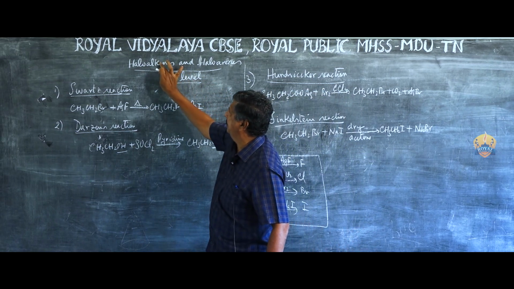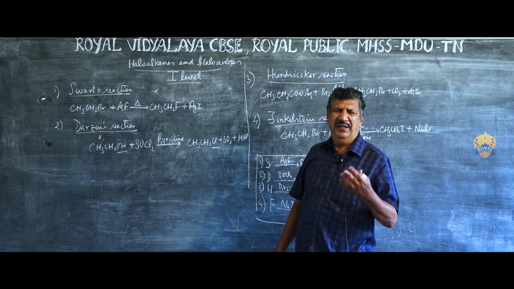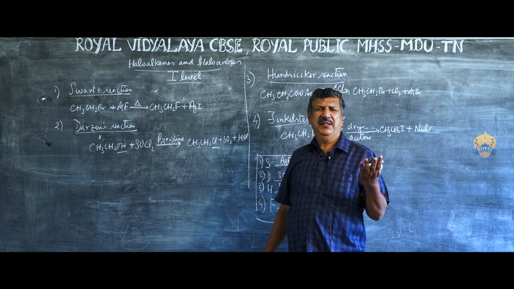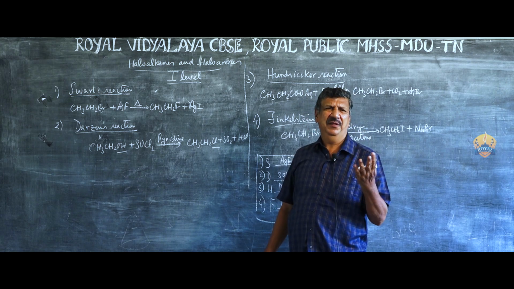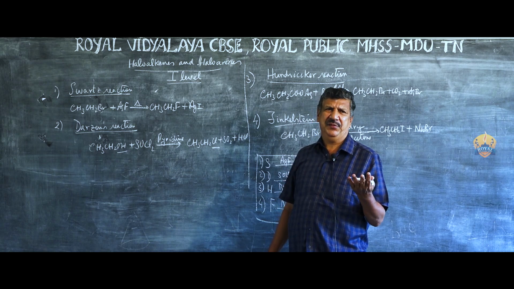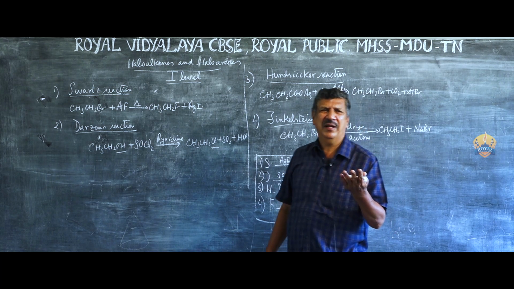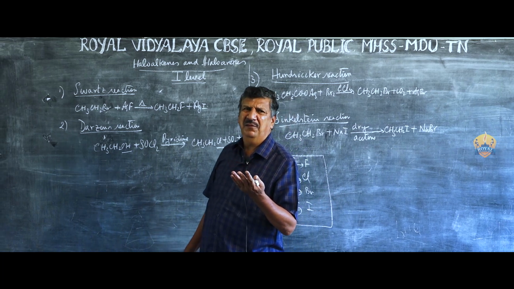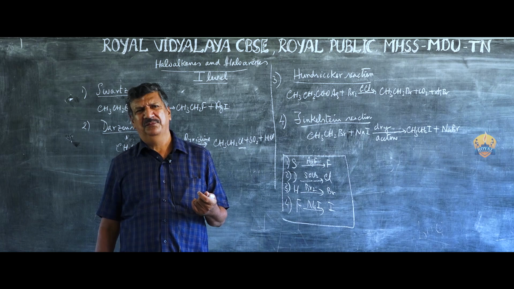What do you mean by haloalkanes? It's nothing but alkyl halides. That's all. It's only alkyl halides. For example, methyl chloride, ethyl chloride, propyl chloride, something like this.